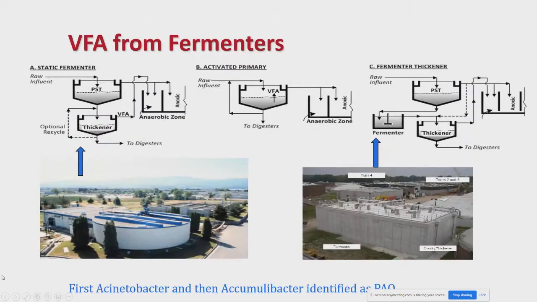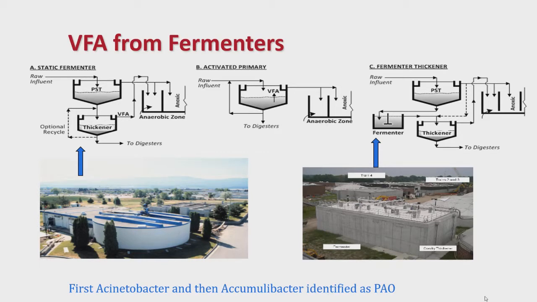Here is an example of the first such fermenter, which was at Kelowna, British Columbia. West Side is just on the other side of the lake. You can actually see the lake there. The idea was to take the primary sludge and ferment it and produce VFA. And if we're going to do that, then we don't need to pass all the flow from the primary effluent into the anaerobic zone, so we bypassed it to the anoxic zone.